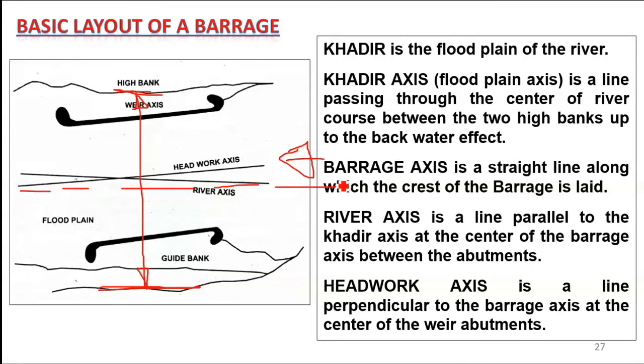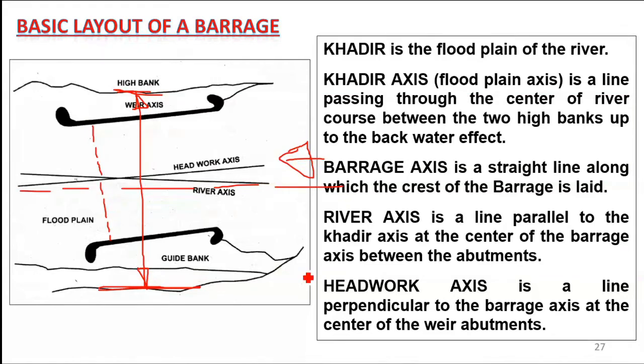What is the barrage axis? The barrage axis is a straight line along which the crest of the barrage is laid. For example, if we are providing the weirs, main bay and undersluice bay here, and this is the center line of the weir crests, then this axis is called the barrage axis.